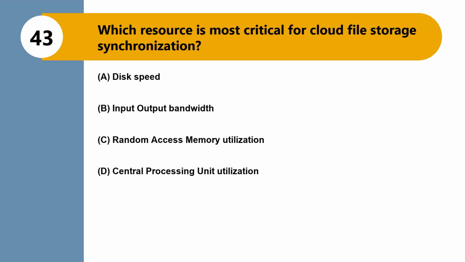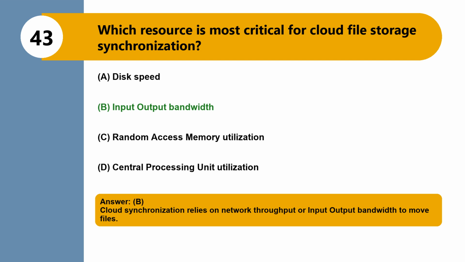Question 43. Which resource is most critical for cloud file storage synchronization? Option A, disk speed. Option B, input-output bandwidth. Option C, random access memory utilization. Option D, central processing unit utilization. The correct answer is option B, input-output bandwidth. Cloud synchronization relies on network throughput or input-output bandwidth to move files.